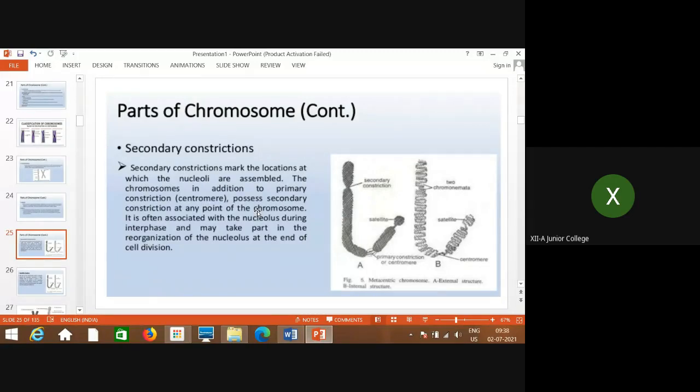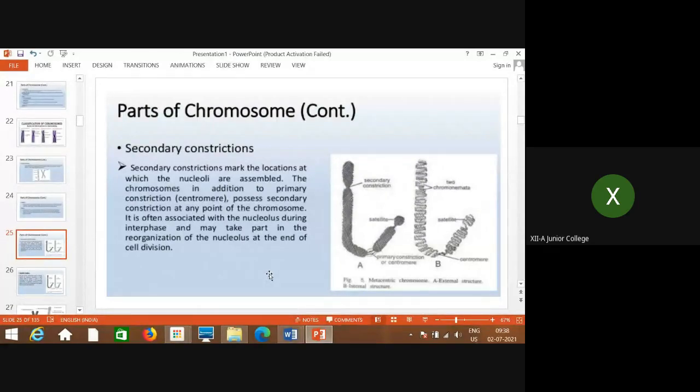Now, when you study the structure of the nucleus, if you remember it in detail from last year, what is present in the nucleus? One or two or many nucleoli are present, right? So wherever the secondary constriction is present, that marks the presence of nucleoli there. The chromosomes, in addition to the primary constriction, that means the centromere, possess a secondary constriction at some point of the chromosome. It's often associated with the nucleolus during the interphase and may take part in the reorganization of the nucleolus at the end of cell division.